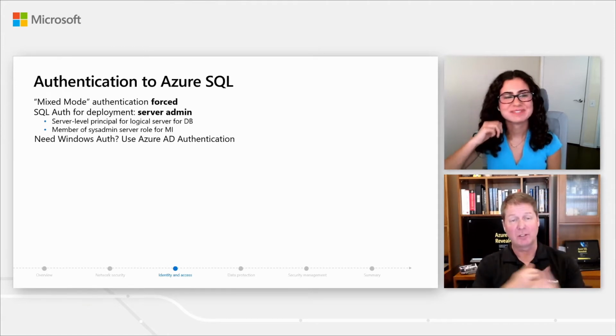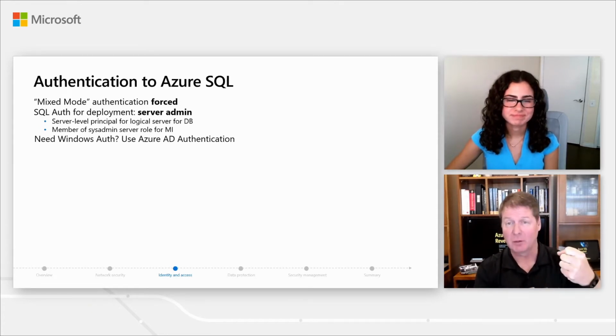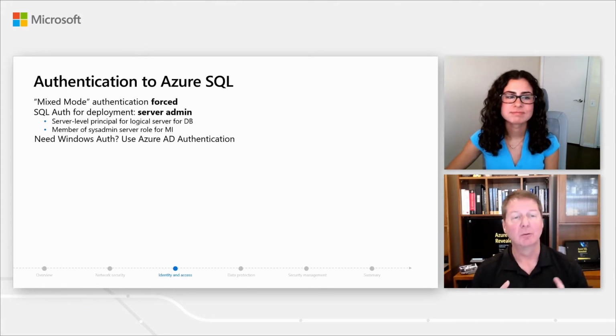So in SQL, you're used to this concept of mixed mode authentication, right? And what that means is you have Windows authentication and SQL authentication. And mixed mode means you can do either one. Well, today for Azure SQL, we force this. Why do we force this? Because by default today, you're required to have a SQL Server login that's a server admin. Now for Azure Database, in the logical server, that SQL login will become a server level principal. For managed instance, it'll be a member of the sysadmin server role for MI. And if somebody asked, I need Windows authentication, what you have the ability to do today is use Azure Active Directory authentication.